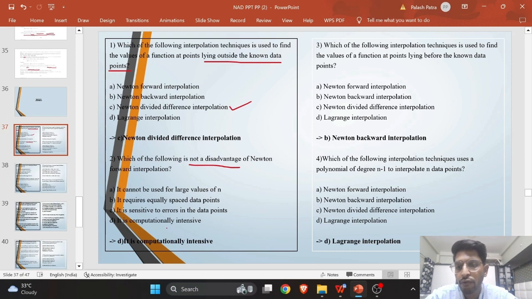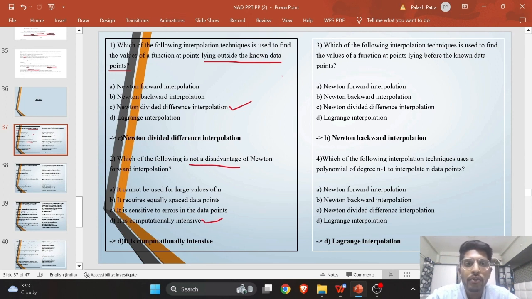The fourth option is it is computationally intensive. This is the correct option, which is D. Computationally intensive means the amount of data required to compute the value of the function is more, which gives us the value correctly and the error is reduced to a great extent. So option D over here is correct. The Newton forward interpolation technique is computationally intensive, which is not a disadvantage of it.